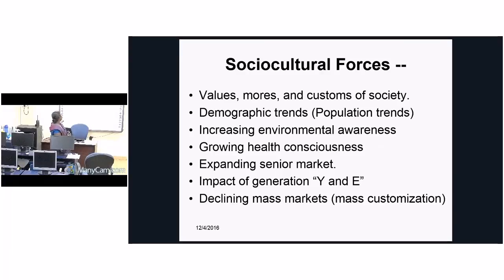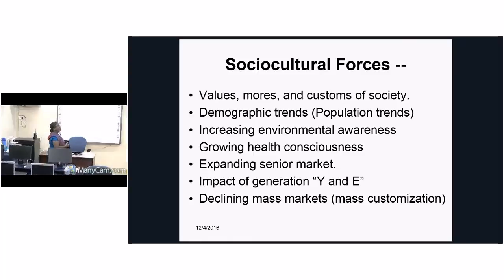And increasing environmental awareness, another socio-cultural factor. We are so much aware of the environment. We are acting on environmental conservation. So much awareness about our natural environment. So environmental campaigns are taking place. So it is another socio-cultural force working around us.